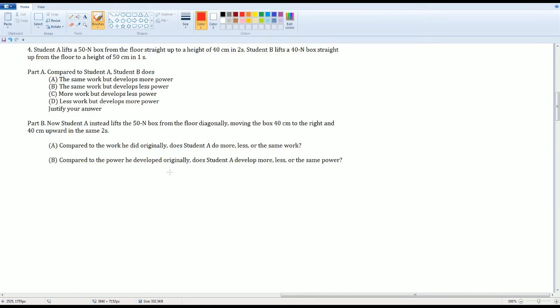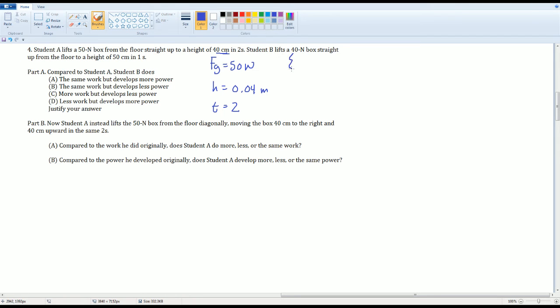Problem 4. Student A lifts a 50 Newton box off a floor. That's weight, that's force of gravity. The force of gravity is equal to 50 newtons. Height was equal to 0.04 meters, because this is in centimeters, so it has to be converted to meters. Time is 2 seconds. There might be a power.